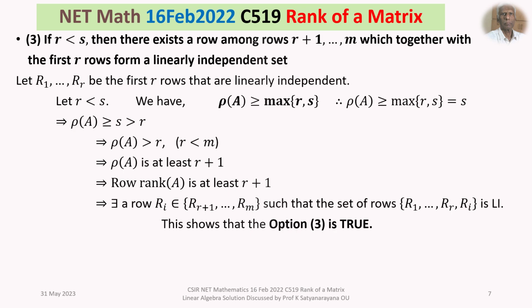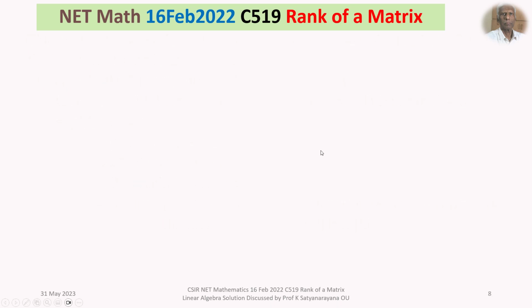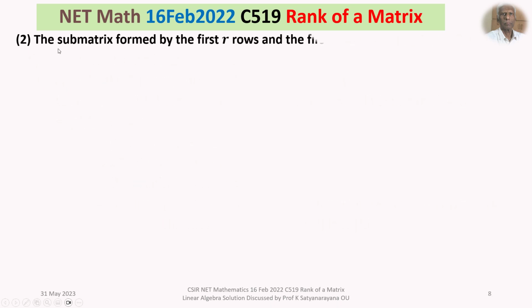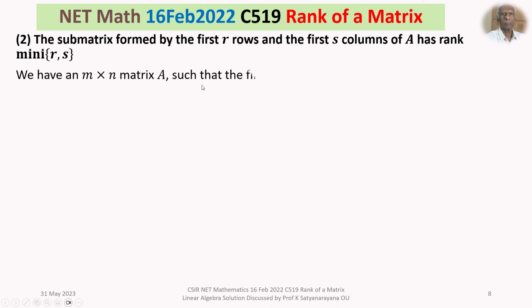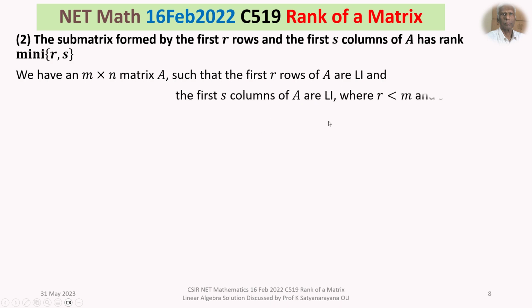Agreed. Now, let's get into the next option. Option 2. The submatrix formed by the first R rows and the first S columns of A has rank minimum of R comma S. We have an M by N matrix in which the first R rows are linearly independent and the first S columns are linearly independent, and it is further given R less than M and S less than N. Let us take the submatrix.